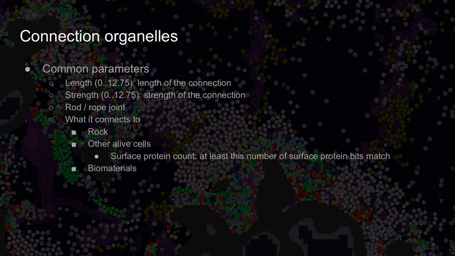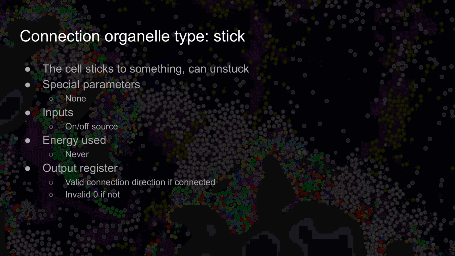When connecting to another cell, surface proteins play a role. Connections will only happen if the two cells have at least as many matching surface protein bits as defined in the parameter list. The first connection organelle type is stick. It takes an input which, if valid, allows the organelle to connect to objects and maintain the connection. If it is invalid, the organelle disconnects and no longer sticks to anything. It does not use energy and outputs the direction of the connection if connected and an invalid zero else.